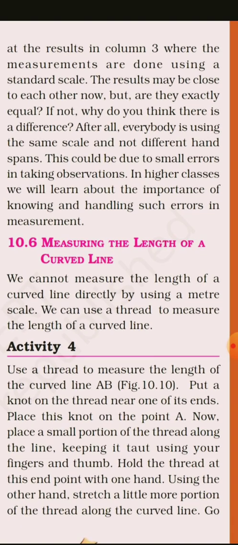Look at the results in column 3. Where the measurements are done using a standard scale, the results may be close to each other. But are they exactly equal? If not, why do you think there is a difference? After all, everybody is using the same scale and not different hand spans. This could be due to a small error in taking observation. In higher classes, we will learn about the importance of knowing and handling such errors in measurement.